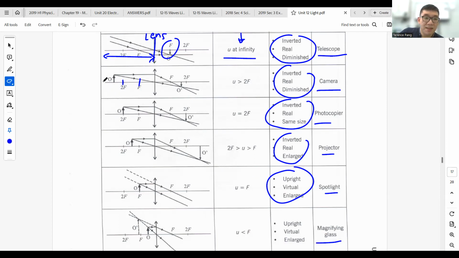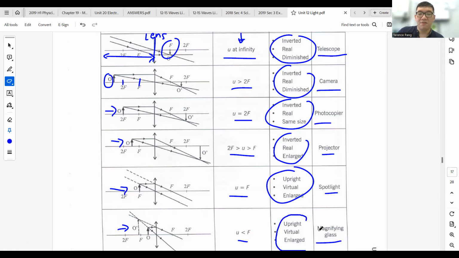Now, you will notice that the O here that represents the object is getting closer and closer to the lens, and every time you go down by one level. So that's the pattern to deduce this table. So you have more than 2F, equals to 2F, between 2F and F, equal to F, and less than F. And the last one is very important.